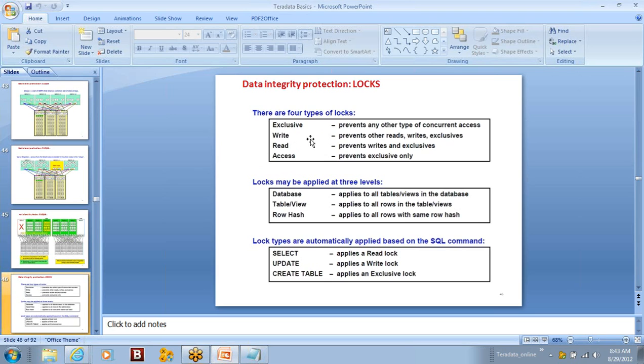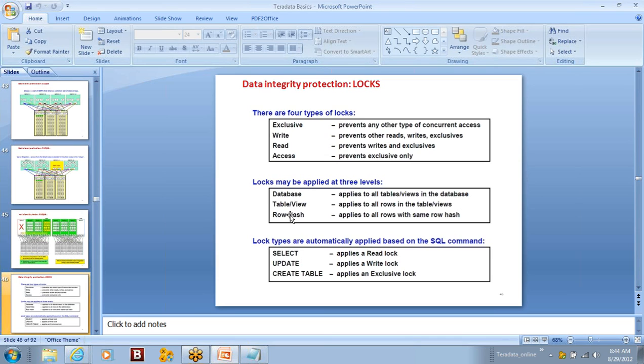Because these are the 4 locks in Teradata. Okay, and all these locks can be obtained at database level. You can directly lock a database, or within the database a table can also be locked by any of the locks, a table or a view, or a group of rows which have the same row hash value can also be locked as a group. Okay, so these are 3 levels of locking you can obtain in Teradata. At the database level you can lock the object, at the table or view level you can lock the object, or at a row hash level. Row hash level is nothing but the rows which have the same row hash values can be locked together.